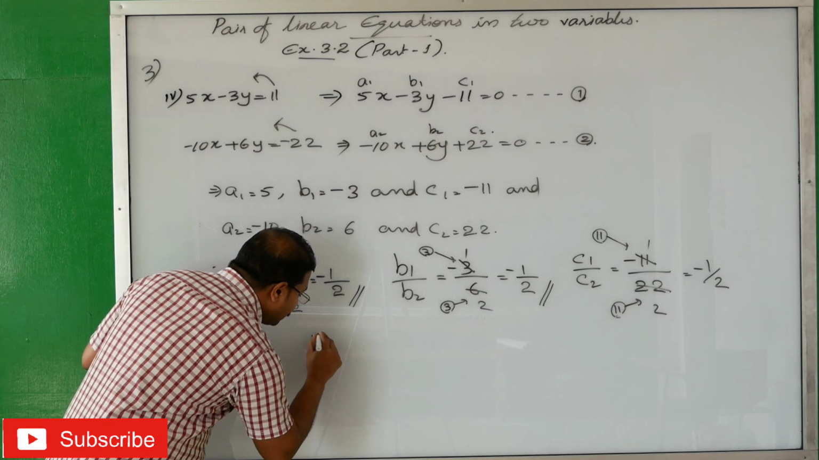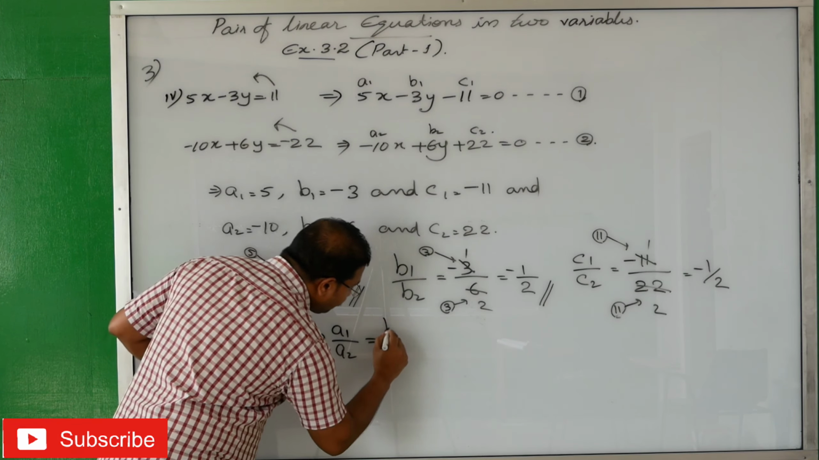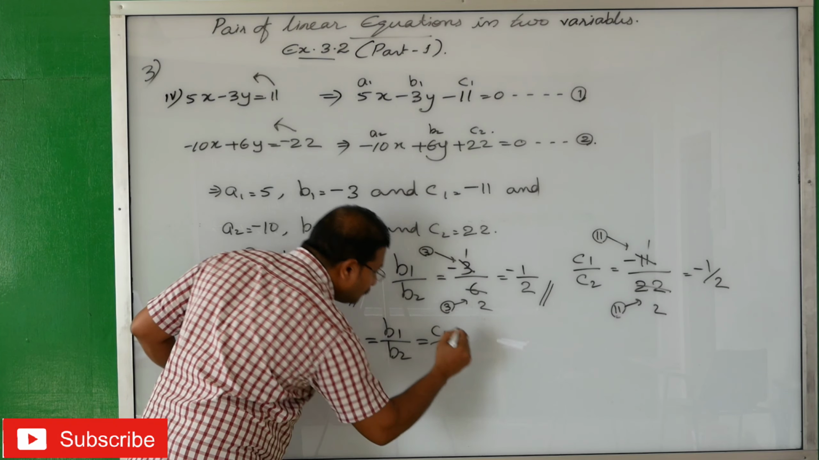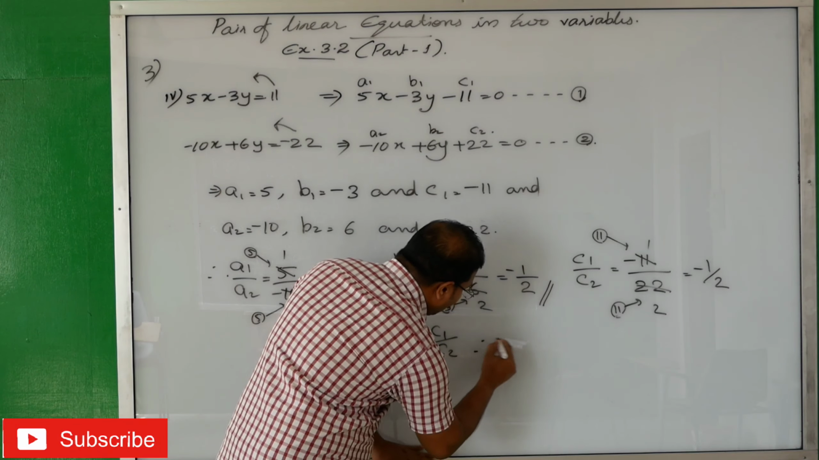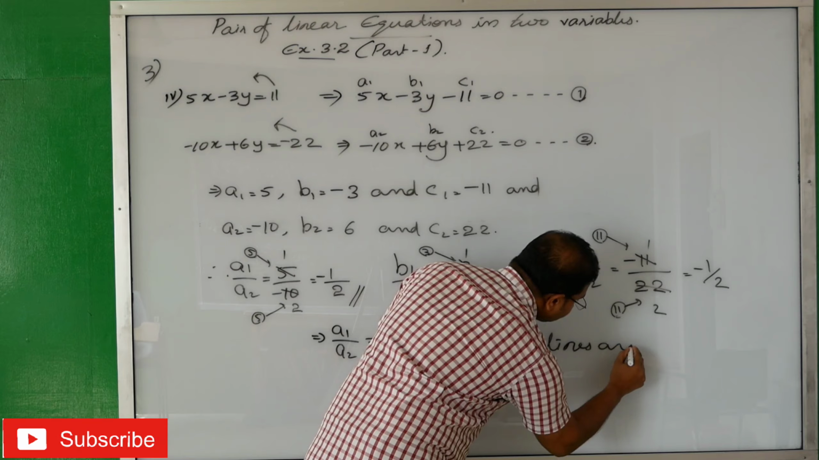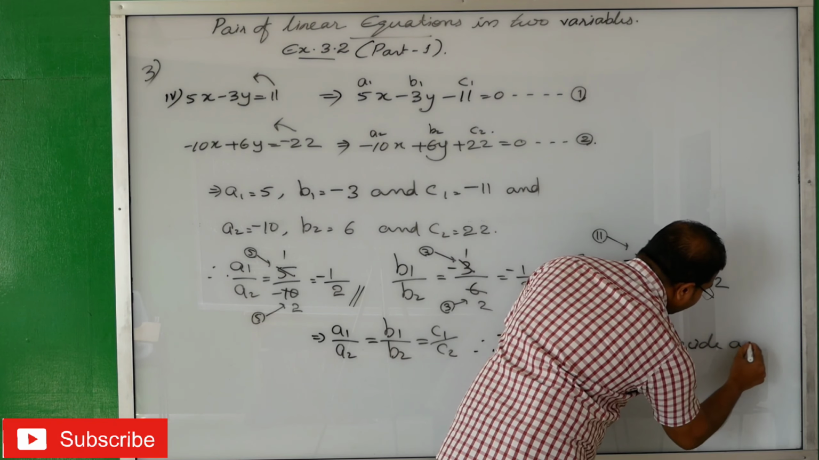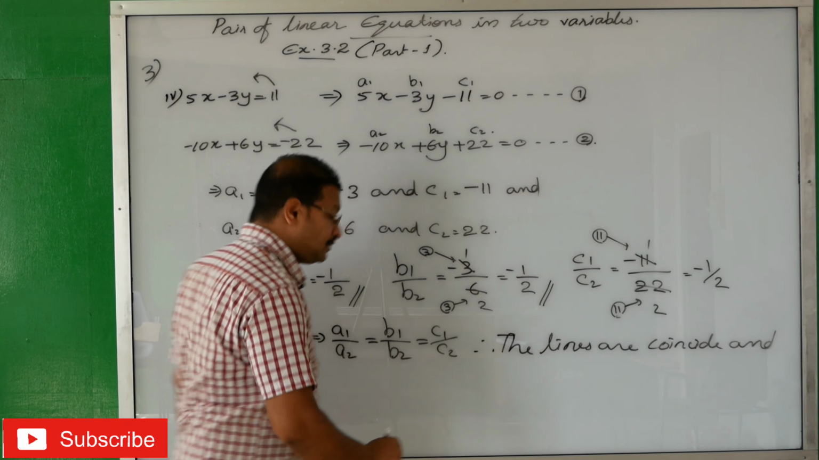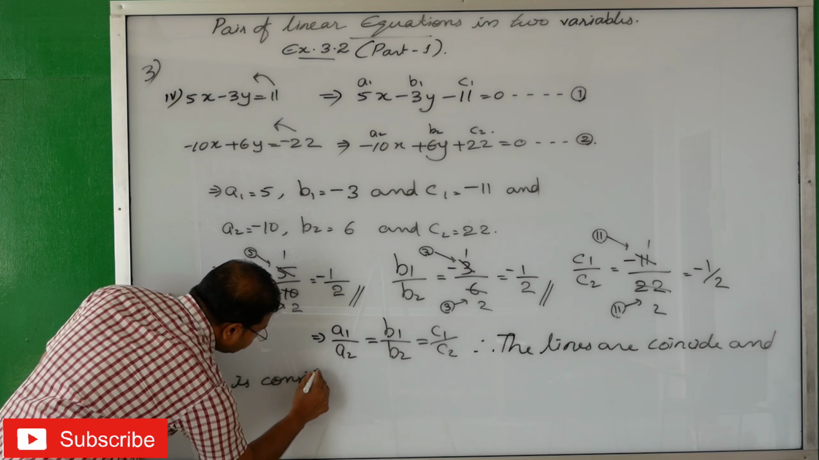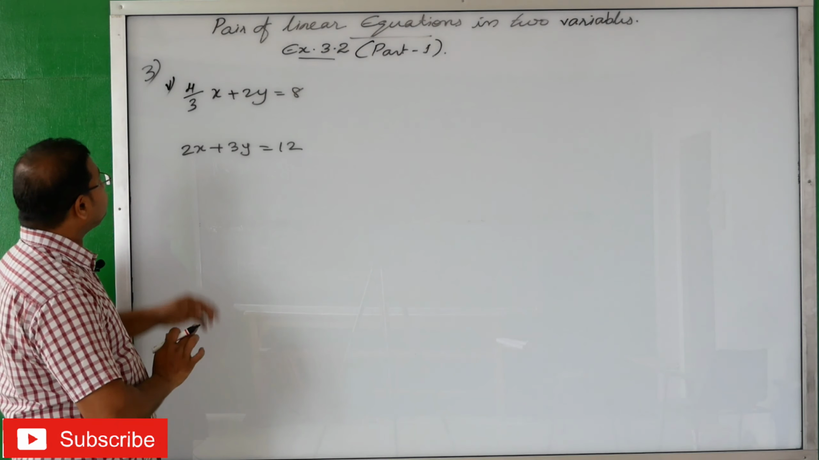This implies we'll write A1 by A2 equals B1 by B2 equals C1 by C2. That means what you'll write? Therefore, the lines coincide and is consistent. Let's see the next question.